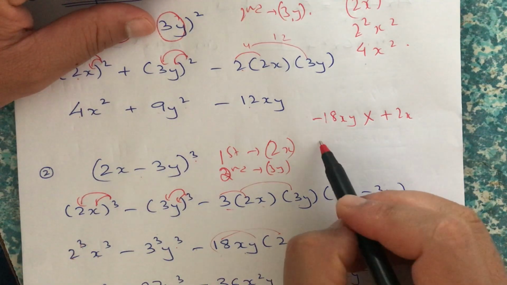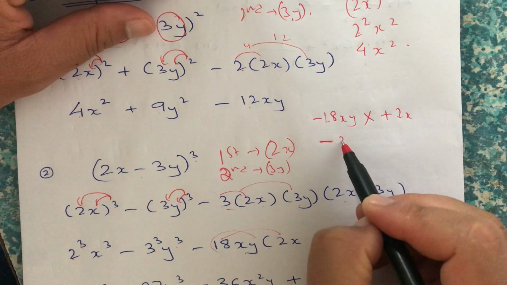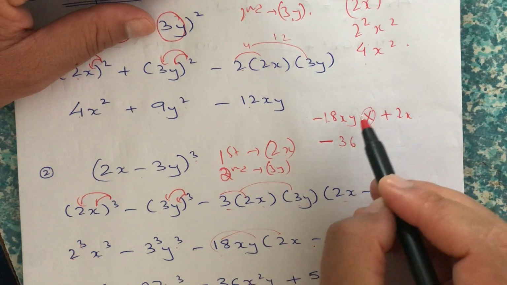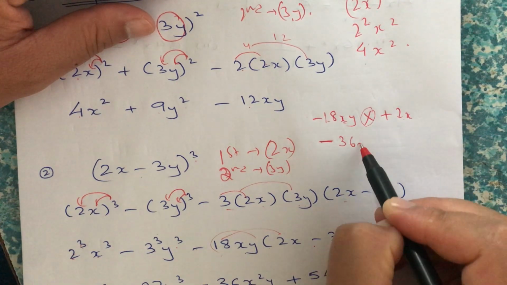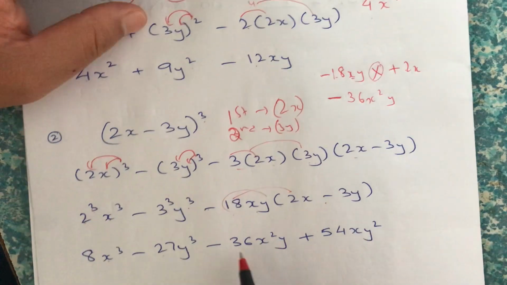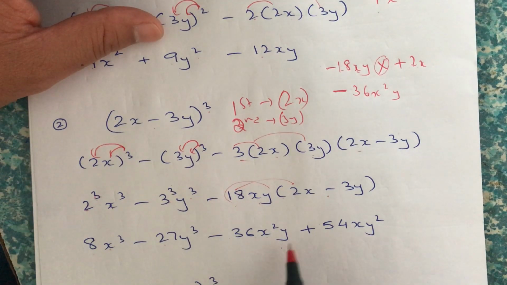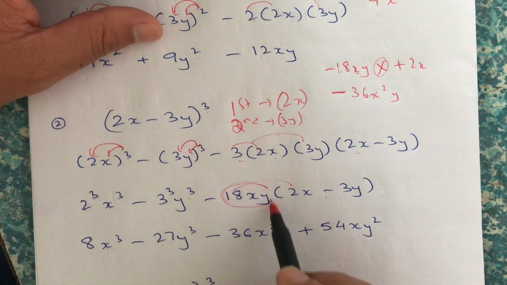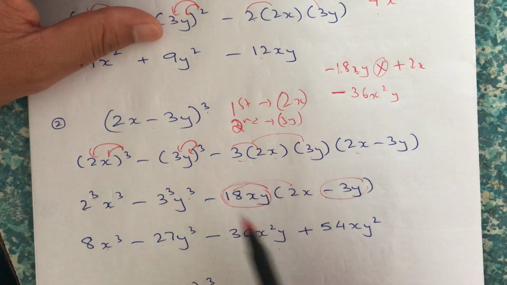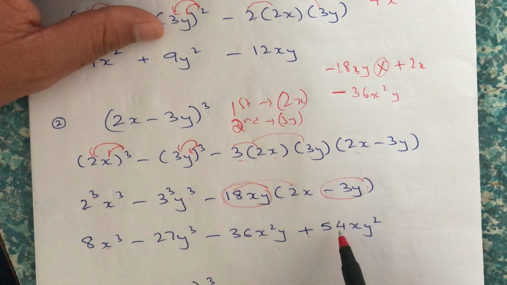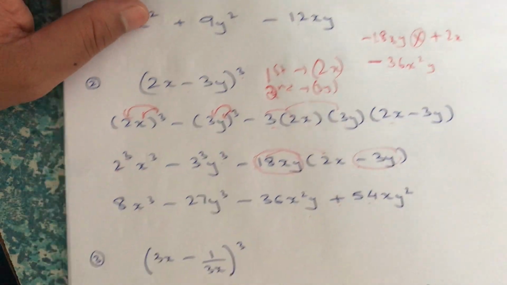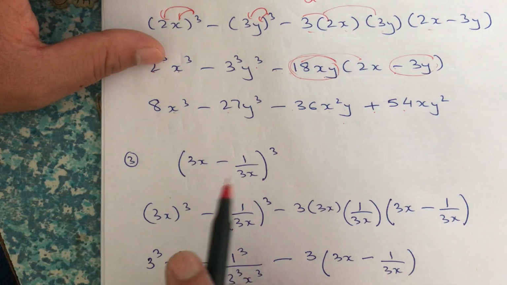So minus into plus will give me a minus. 18 into 2 will give me a 36, because there is a multiplication. Now x into x gives me an x square, and the y as it is. So we get minus 36x squared y. In a similar manner, 18xy will multiply this. So minus into minus gives me a plus, and then 18 into 3 is 54x square, xy square. That's how we solve. Another example.